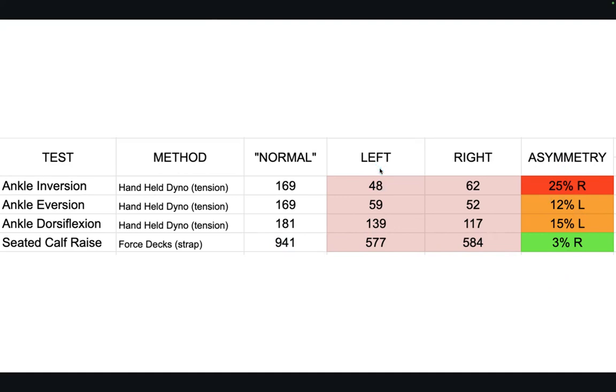So Tess and Tom, does that make sense as far as linking what I found in the test to her symptoms? Yeah, it does. Yeah.